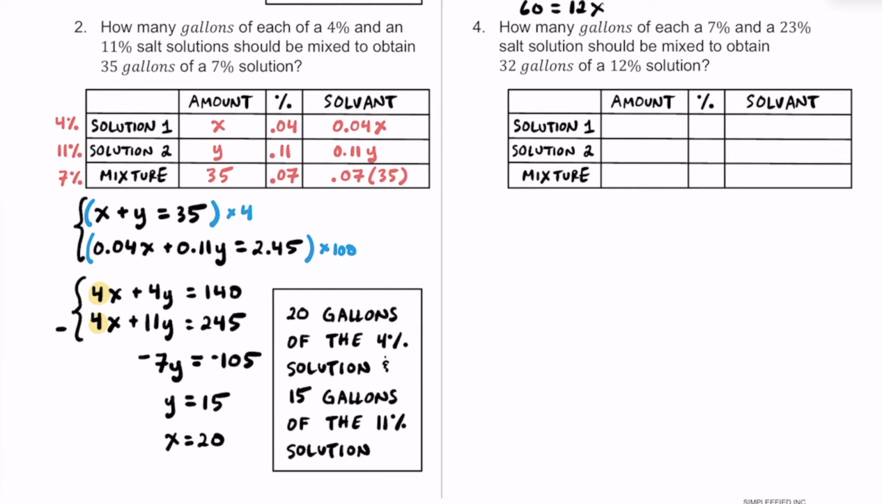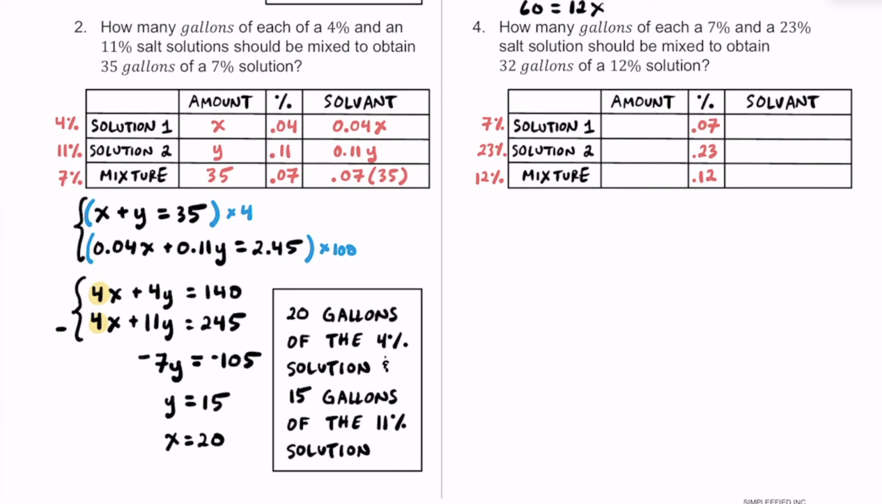All right, so I'm going to go through this one a little bit quicker. Here are 3 different concentrations that we're looking for. If we're trying to end up with a 12% concentration, that's only 5% away from 7%, but it is 11% away from solution 2. So we know we're going to be adding more of solution 1 than solution 2 here to get that 12%. So just keep that in mind when we're solving this.